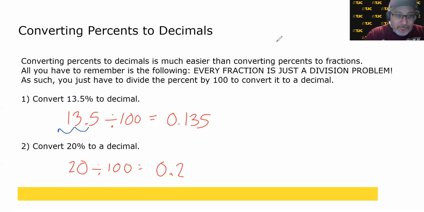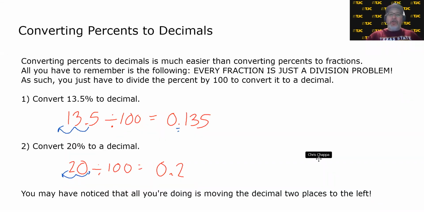Because the net result of dividing by 100 is that the decimal moves 2 places to the left of where it currently is. In a number like 20 that doesn't have a decimal written, it's implied to be at the end. And if we move it 2 places to the left, then we get 0.20, but the 0 at the end is not really necessary, which is why it's not there. So you may have noticed that all you're doing is moving the decimal 2 places to the left. And if you want to say, I'm not dividing, I'm going to move 2 decimals to the left, you're welcome to do that. However, here's a warning.